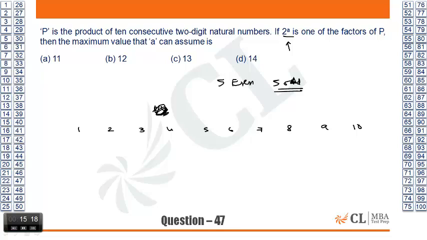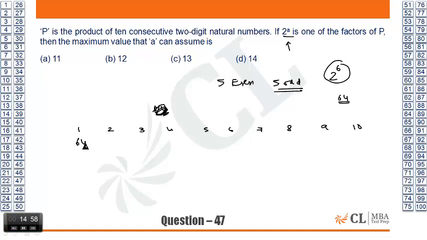So I need to have the maximum power of 2. That is why 64. 2 raised to how much? 2 raised to 2, 4, 8, 16, 32, 64, so 2 raised to 6 is 64. So I need to put 64 somewhere. Where will I put 64? Can I put it anywhere?